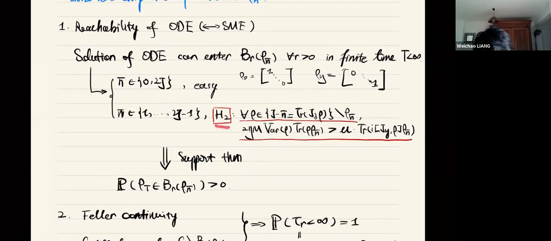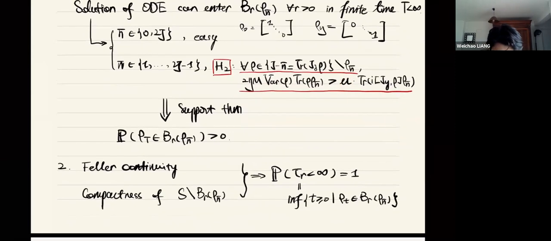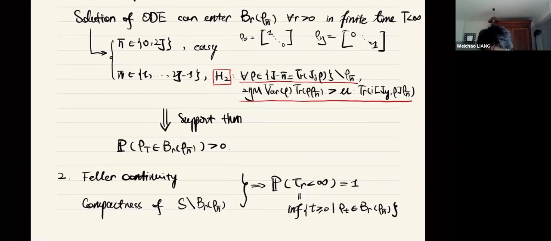I call that H2, okay, which means in this subspace, we need our feedback controller to satisfy this inequality. Because the left-hand side is always positive, definitely on this subspace, there always exists a feedback controller that satisfies this inequality. And just by applying the support theorem, we can show that the solution of the stochastic master equation entering this arbitrary neighborhood at time t has strictly positive probability.